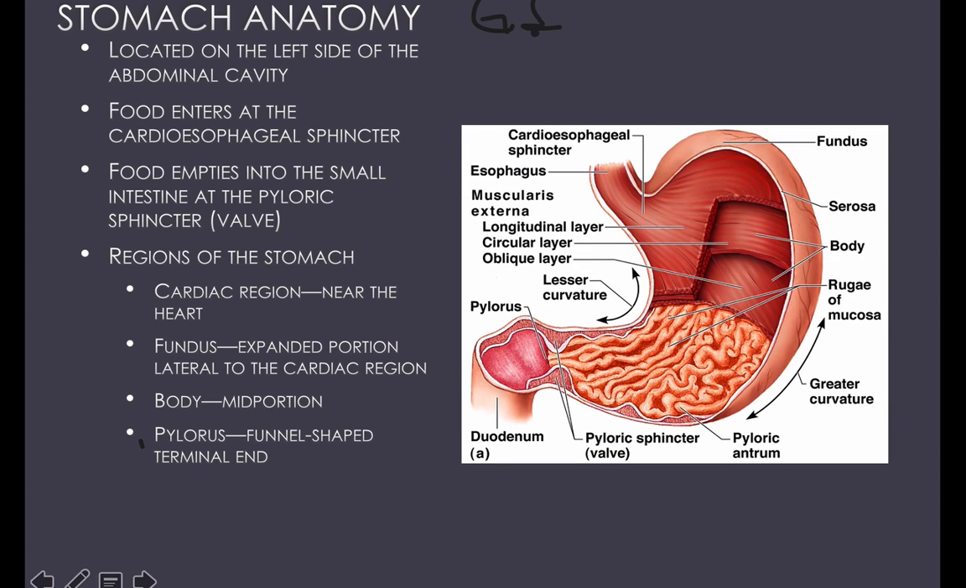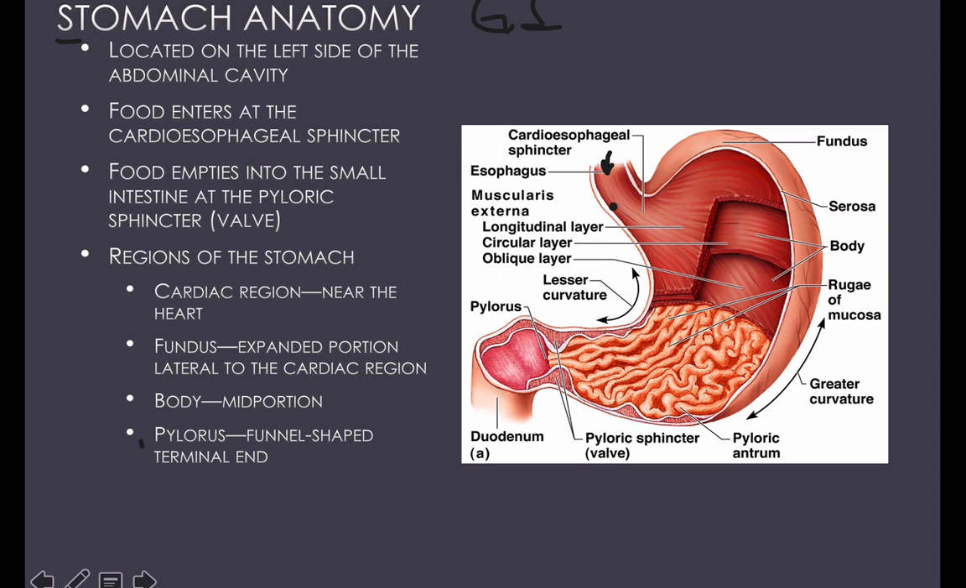So last video we talked about all of the different organs of the GI tract, except we didn't make it quite to the stomach, so we're just picking up off at the stomach. The stomach is located on the left side of the abdominal cavity. This is basically where food enters. This is the lowest part of the esophagus.